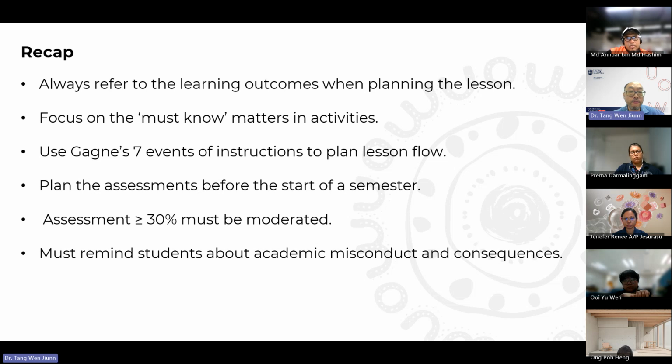So plan assessment before the start of a semester. If possible, do this first. Always plan the exam paper before the start of semester. And if your assessment is more than 30%, make sure it is moderated. And lastly, we always remind our students about the severity of academic misconduct. Tell them again and again so that they won't make these mistakes.